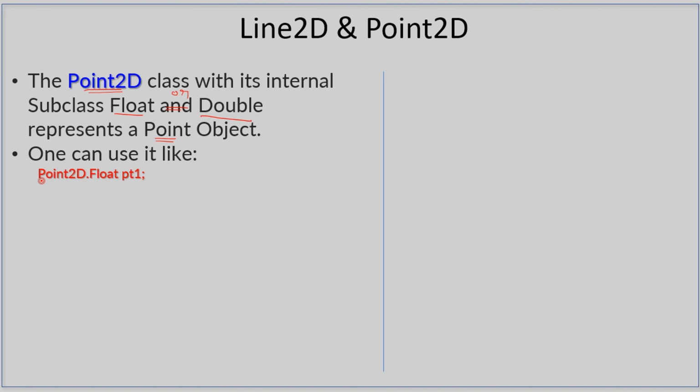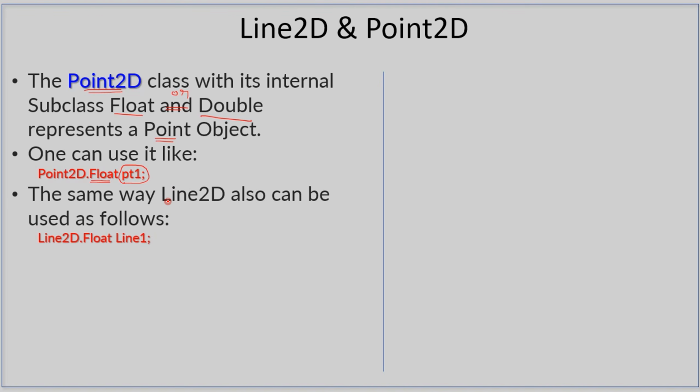So one can use it like this. Here if you see Point2D.Float, this Float represents the internal subclass of Point2D. Then here we are declaring a reference. The reference is pt1. Then here you can use new Point2D.Float. Like that you can create a point object in Graphics2D.